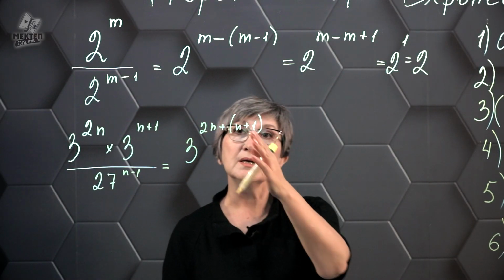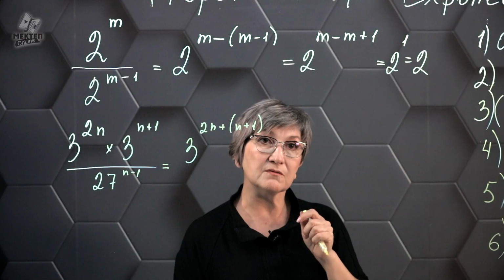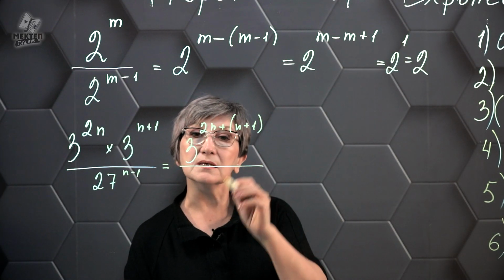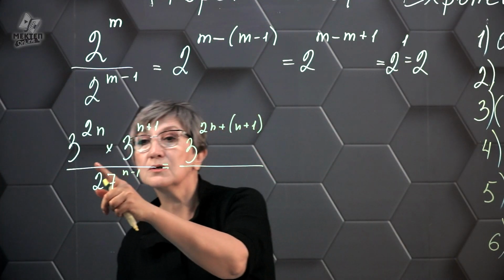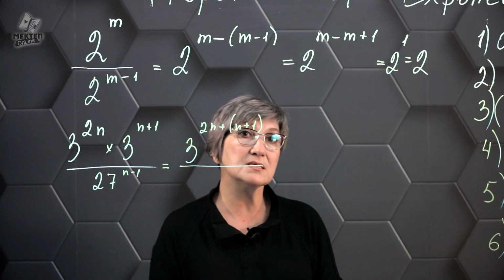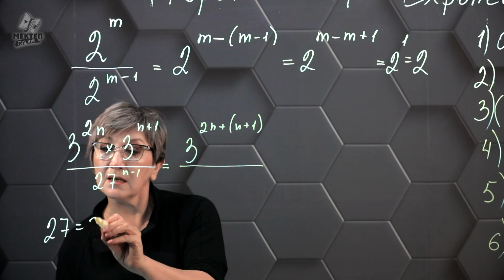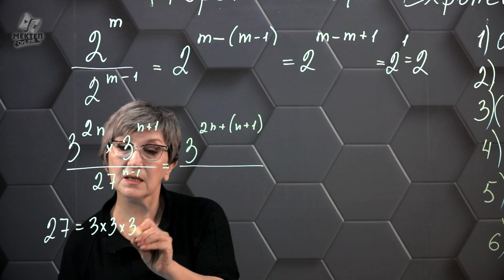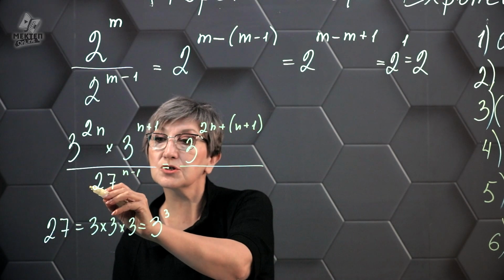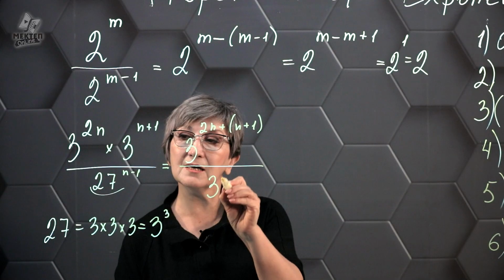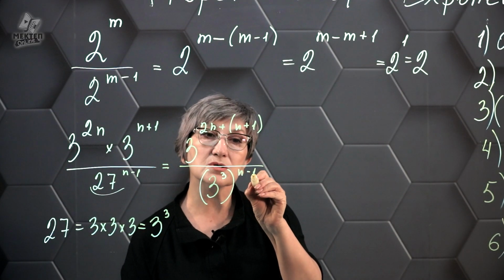To avoid losing the sign or getting the sign wrong, write the expression in parentheses. Divide. And here is the number 27. In order to apply the properties we know, we need the bases to be the same. But the number 27 is 3 times 3 times 3. 27 is 3 to the power of 3. So I'm going to write down the number 27 as 3 to the power of 3. And this expression is to the power of n minus 1.